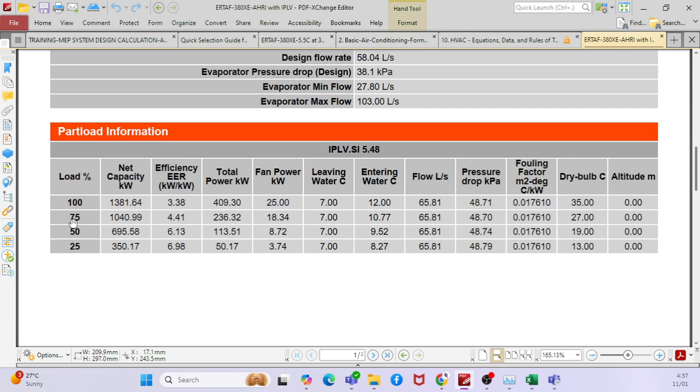Whenever the chiller runs at 75 percentage, you will get more efficiency. And when the chiller runs at 50 percentage, you have much more efficiency. At 25 percentage, you have much more efficiency. So that you can find out based on the COP value.